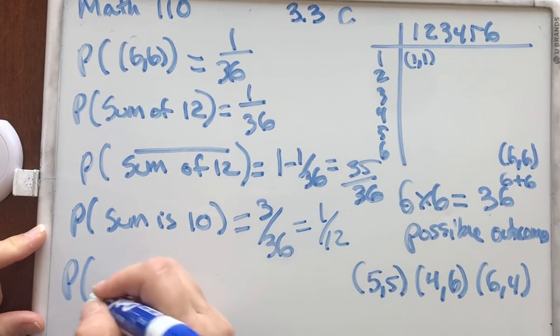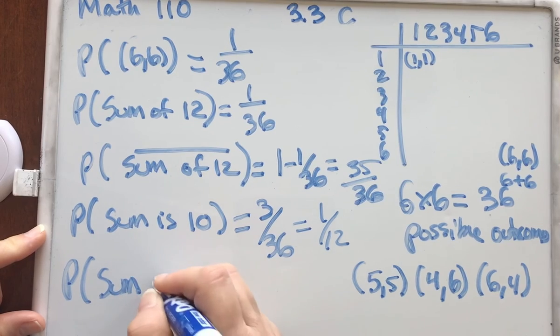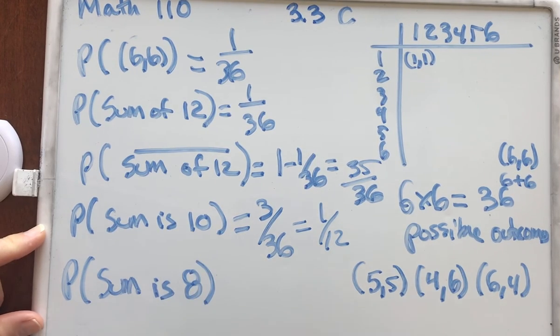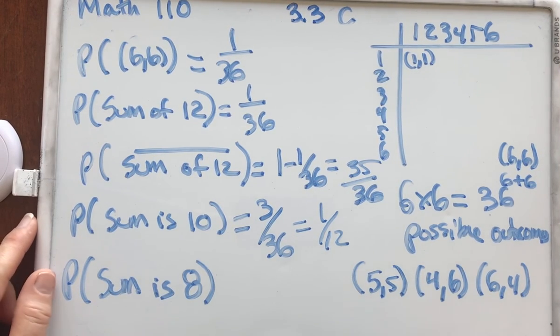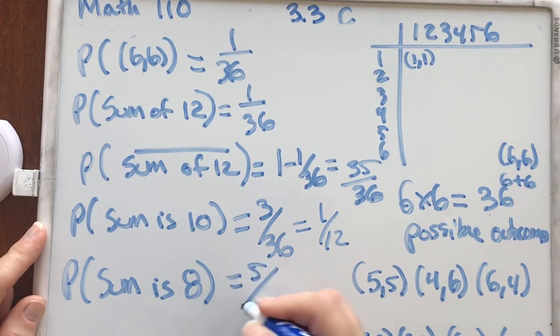Okay, probability of the sum is 8. The sum is 8. So let's think. Well, we know 4 plus 4 equals 8. What else equals 8? 5 plus 3 equals 8. 3 plus 5 equals 8. Anything else? Yeah, 6 plus 2 equals 8. And 2 plus 6 equals 8. 1, 2, 3, 4, 5. So we have 5 of those out of 36.